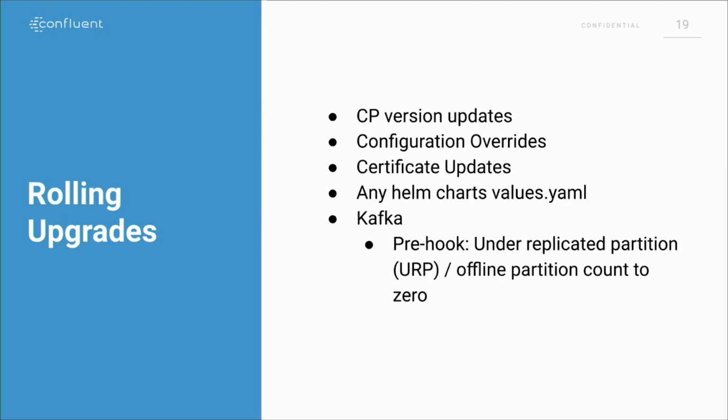And for Kafka, every time you scale up or scale down, we want to make sure under-replicated partitions and offline partitions are 0, so that it shuts down gracefully. That means there is a pre-hook we run that makes sure it is okay to gracefully shut down the brokers.